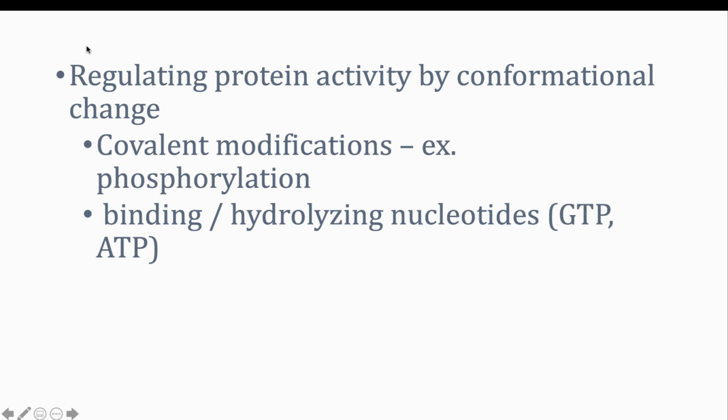Going to look at how we can regulate protein activity, still using a conformational change, but using two different common mechanisms. One is covalent modifications, and we're going to look in particular at something called phosphorylation. And the second is binding and hydrolyzing of nucleotides, focusing mainly on GTP and GTP binding proteins, but we can also see that ATP is hydrolyzed to cause movement of proteins, things like motor proteins. I'll show you that through a video.